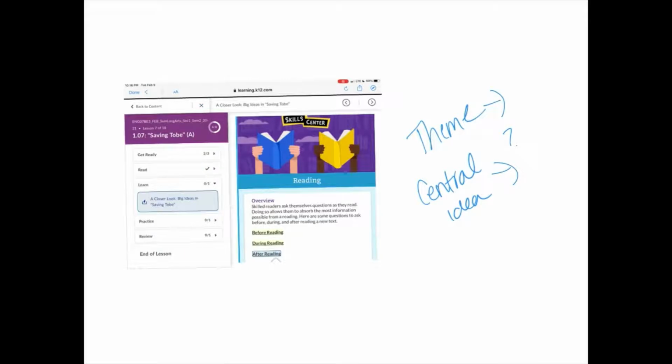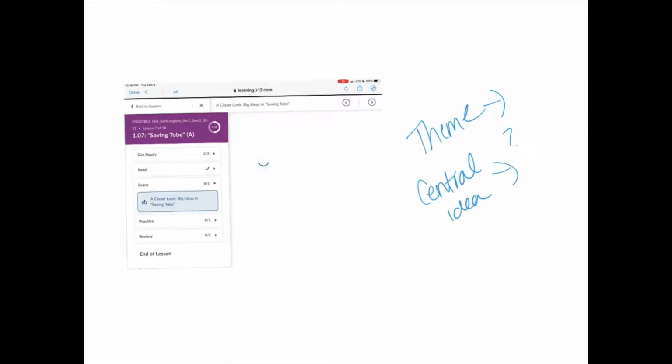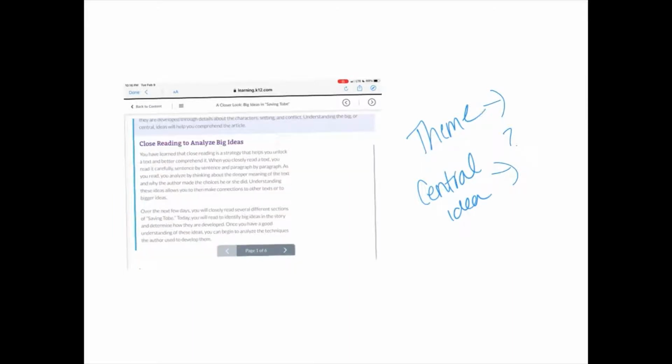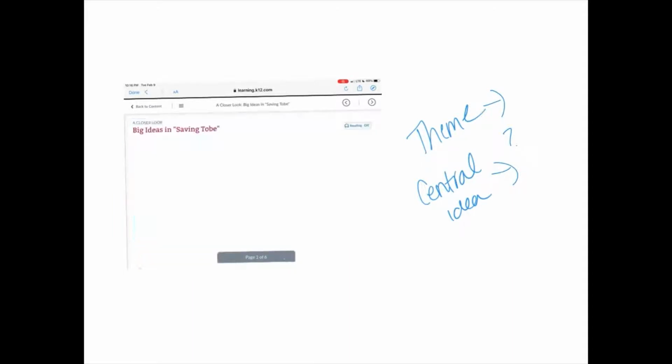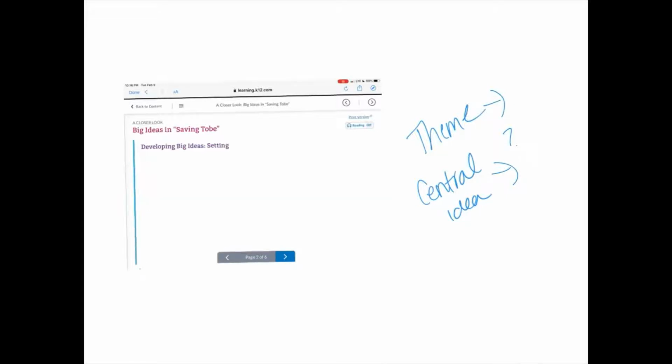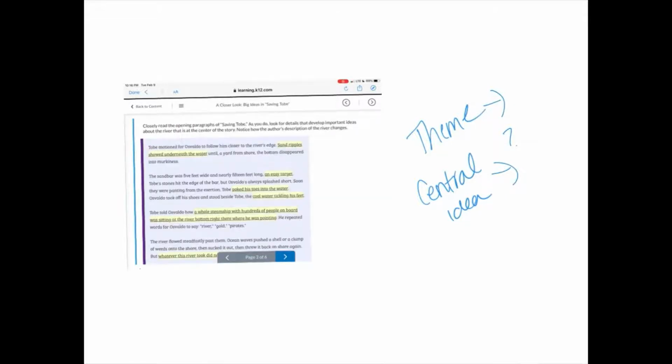After you read, you'll look at the big ideas in this text. You'll practice identifying some of those big ideas using textual evidence and by using close reading strategies to identify those big ideas. Usually an author develops a central idea with setting, characters, and conflict, as you can see here in this lesson. So as you analyze that, be sure you're using textual evidence that supports that analysis. A strong analysis is always supported with strong textual evidence.